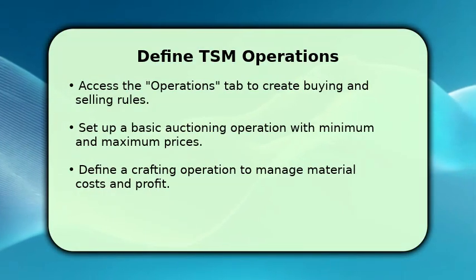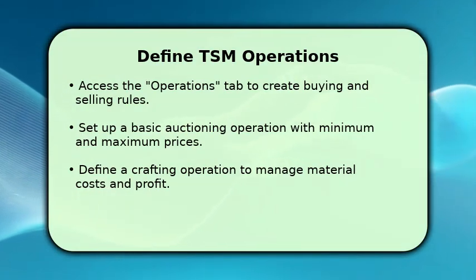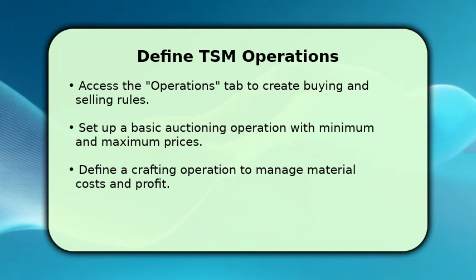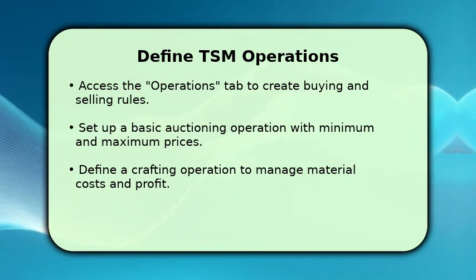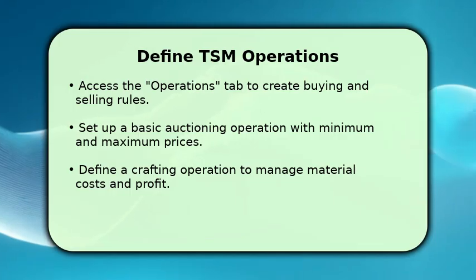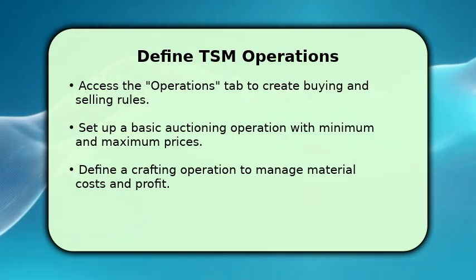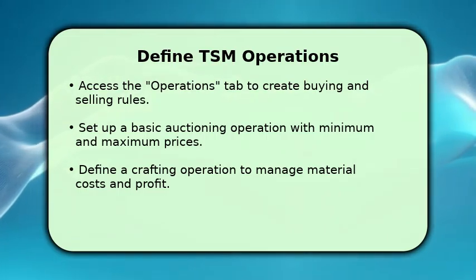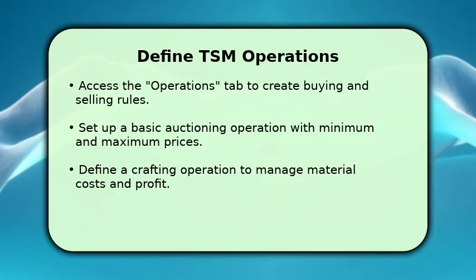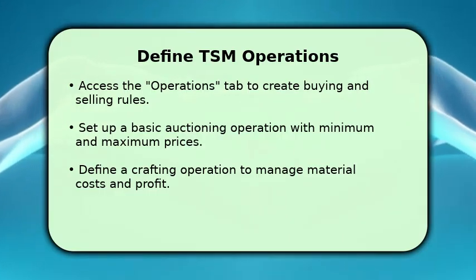Next, we'll set up operations, which are the rules TSM uses to buy, sell, and craft. Go to the Operations tab. Start by creating a simple auctioning operation. You'll define minimum and maximum prices and how many items to post. For crafting, set up an operation that considers material costs and desired profit margins. These operations automate your gold-making strategies effectively.